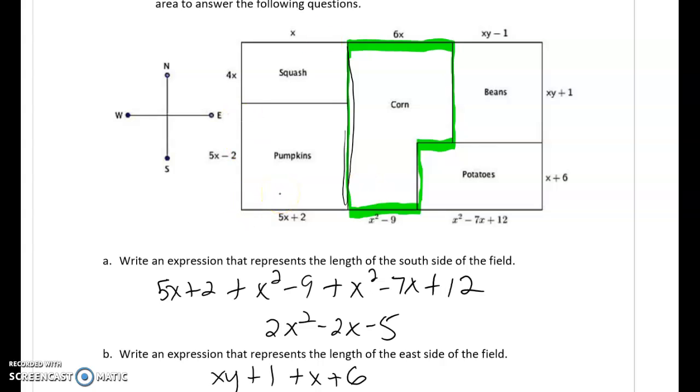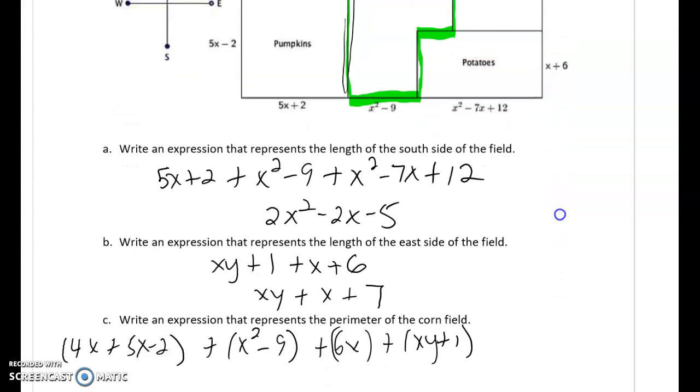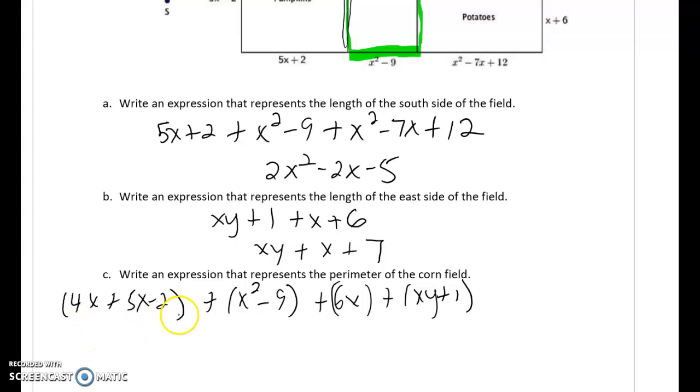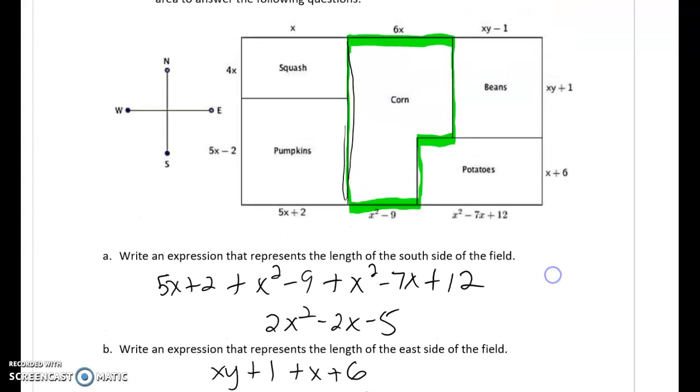And again, us knowing that this is a rectangle, we know that this side here that has nothing written on it is going to be the same length as the side directly opposite it. And here we do have expressions to represent the length of that side. Got a 4x and a 5x minus 2. So that's where I have this, adding those up to find the length of this side.